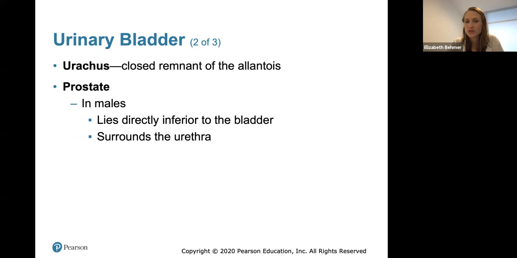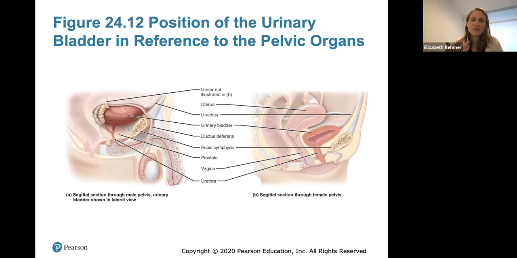The urachus is the closed remnant of the allantois. You don't have to know that. The prostate in males lies directly inferior to the bladder, and it surrounds the urethra. So here we have the different position of the urinary bladder in reference to other pelvic organs. You can see the prostate gland lying directly underneath the bladder in males, and then in females, the bladder sits underneath the uterus. So in pregnant women with an expanding uterus, the baby pushes down on the bladder, and that's why pregnant women usually have to go to the bathroom a lot.